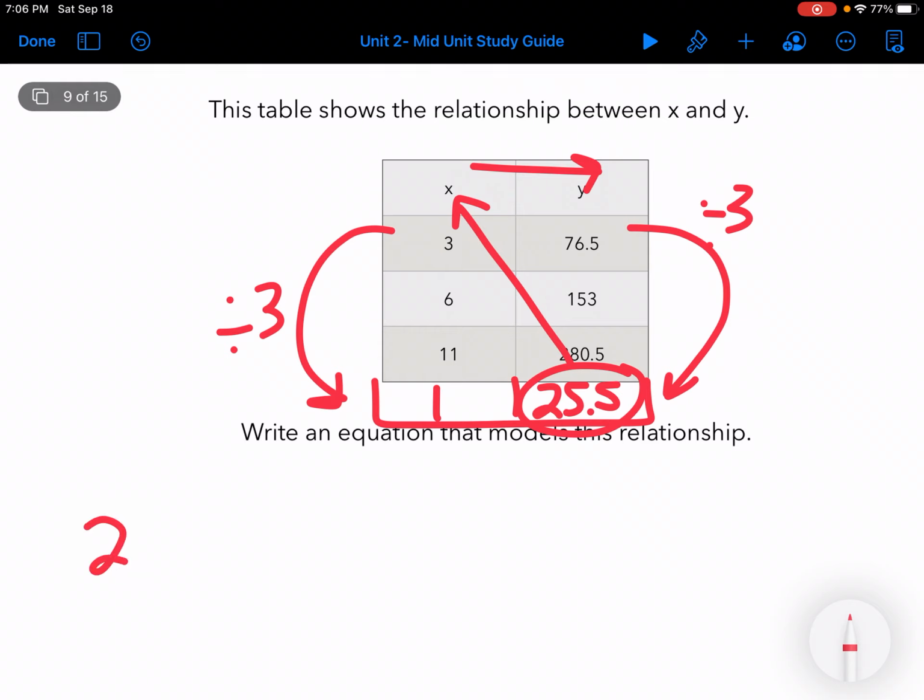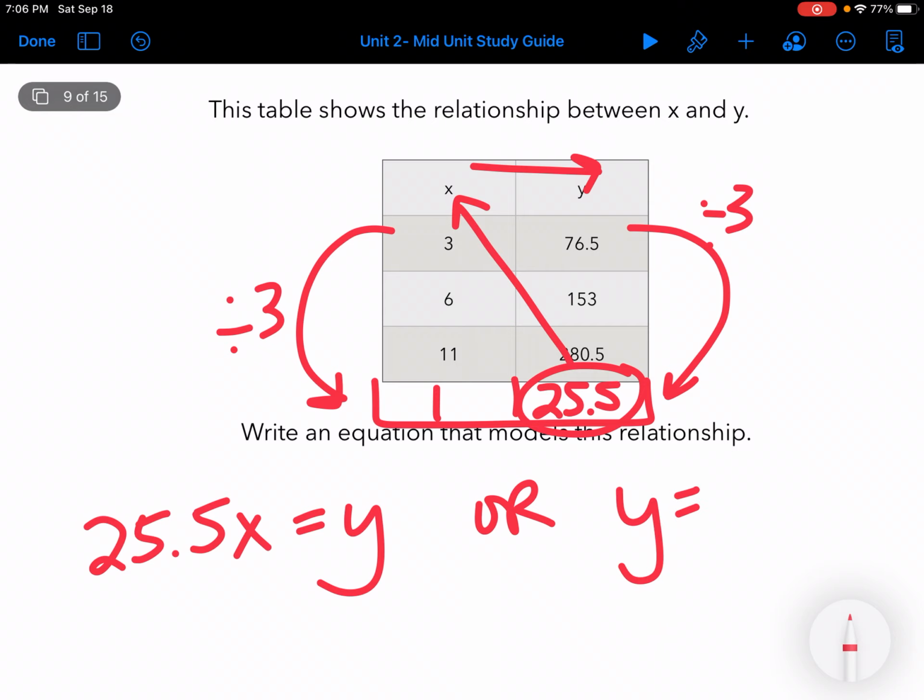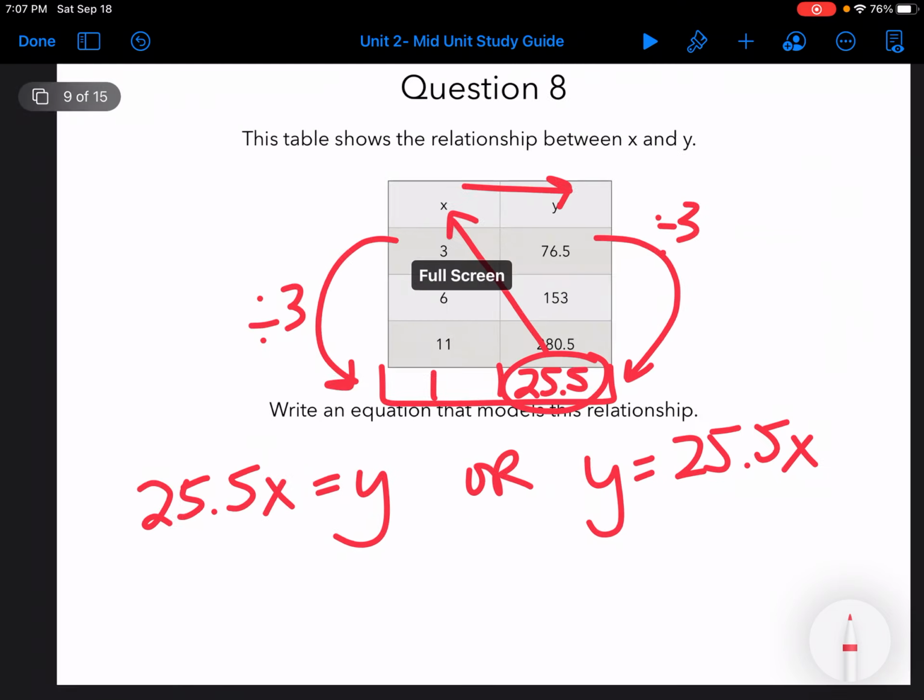So 25.5x equals y, or I could write y equals 25.5x, either way. But I know that 3 times 25.5 is going to give me 76.5. 6 times 25.5 is going to give me 153. 11 times 25.5 is going to give me 280.5.